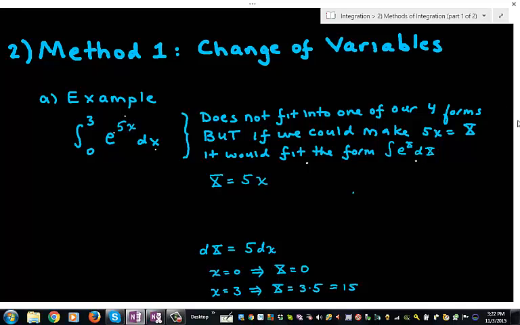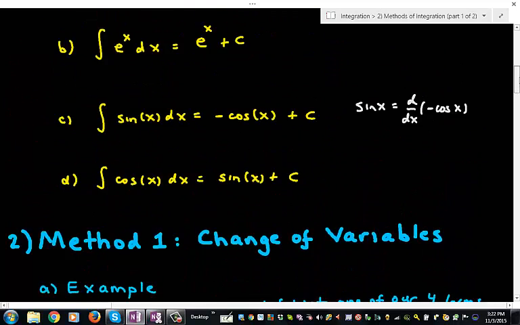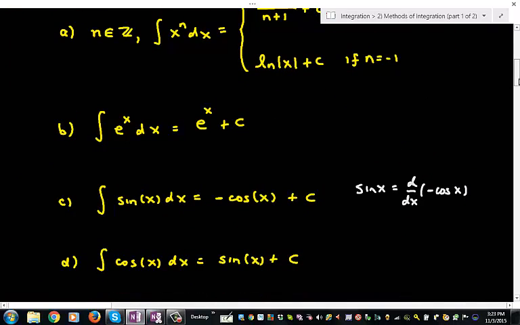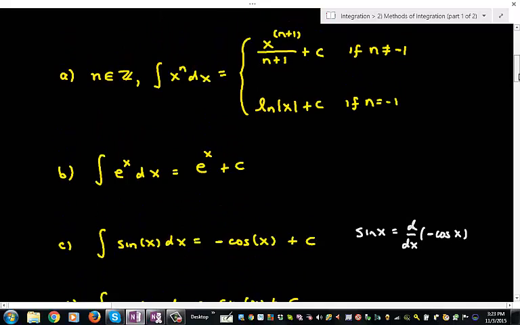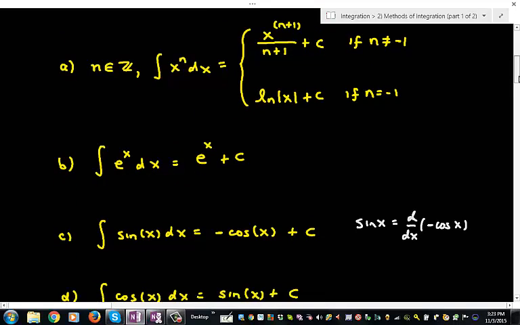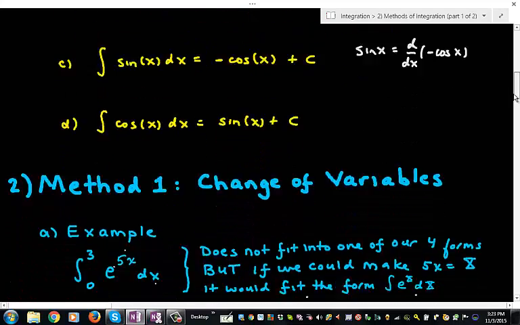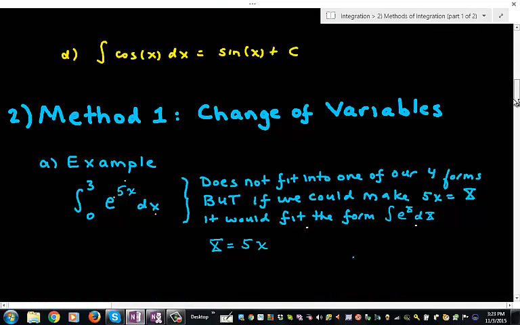Okay, so we go to our four elementary integrals, and we notice that it doesn't have the form of any of them. So what do we do? We can't do this integral at this point. But you notice that it's very close to the form for the integral of the exponential function. But the problem is we have a 5x instead of an x.